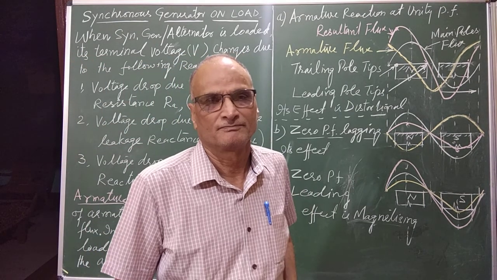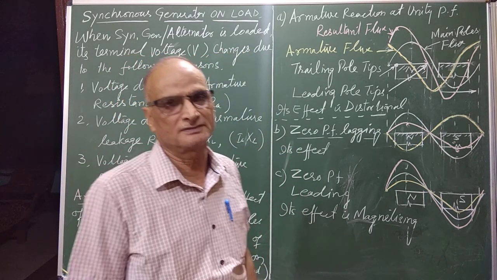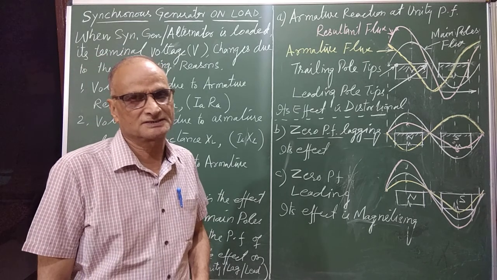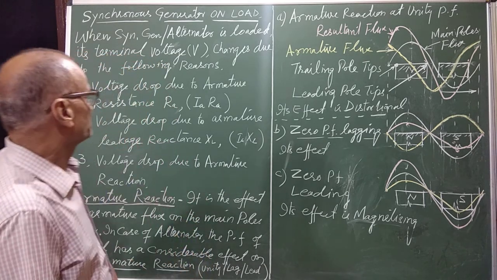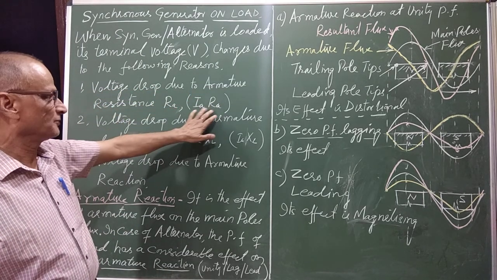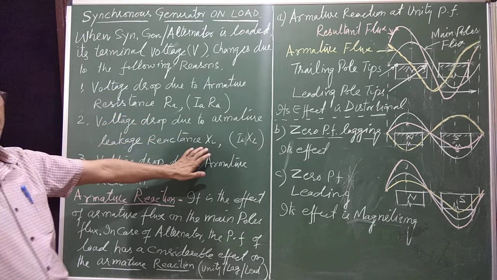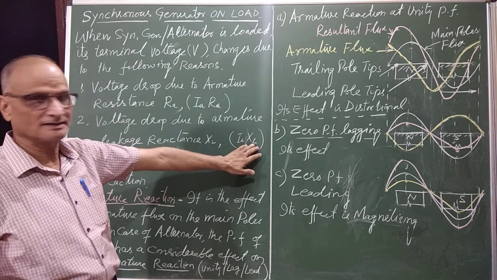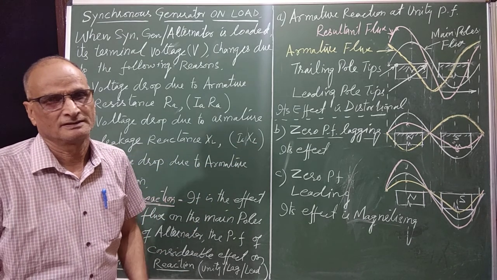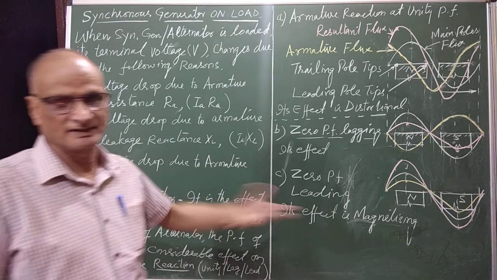Well, students, today we will discuss the effect of load on an alternator or synchronous generator. When an alternator is loaded, its terminal voltage changes due to the following: voltage drop in the armature resistance I into Ra, voltage drop due to armature leakage reactance I into XL, and voltage drop due to armature action. This armature action is the new thing which we will discuss in detail today.